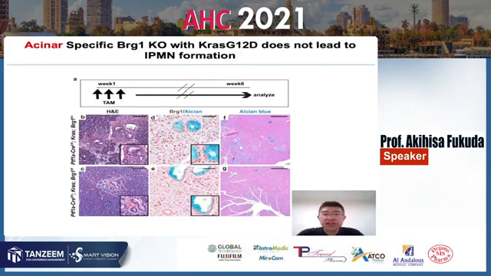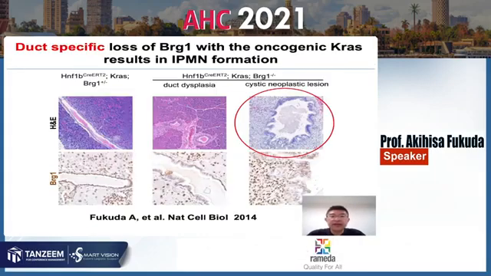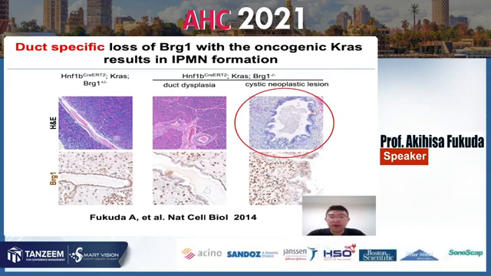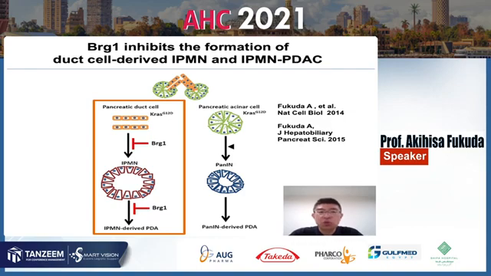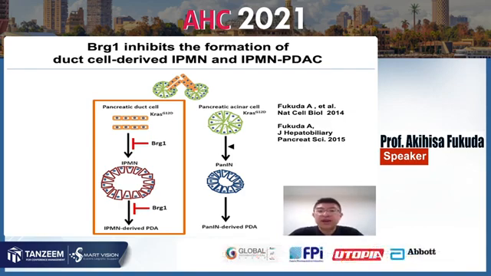As shown here, acinar-specific loss of BRG1 with oncogenic KRAS did not lead to IPMN formation. In contrast, pancreatic duct-specific loss of BRG1 with oncogenic KRAS resulted in IPMN formation. These data show that IPMN is derived from pancreatic duct cells but not acinar cells. So, BRG1 inhibits formation of duct cell-derived IPMN and IPMN-derived PDAC.